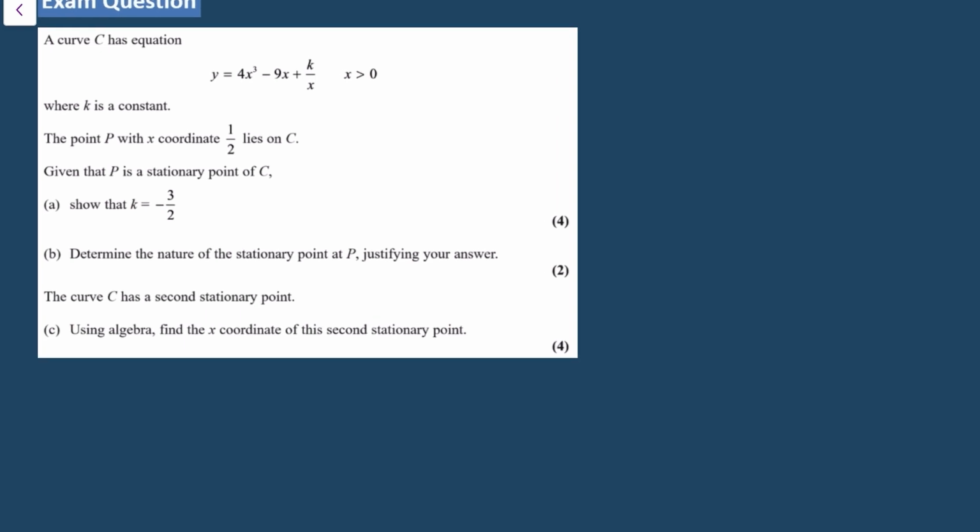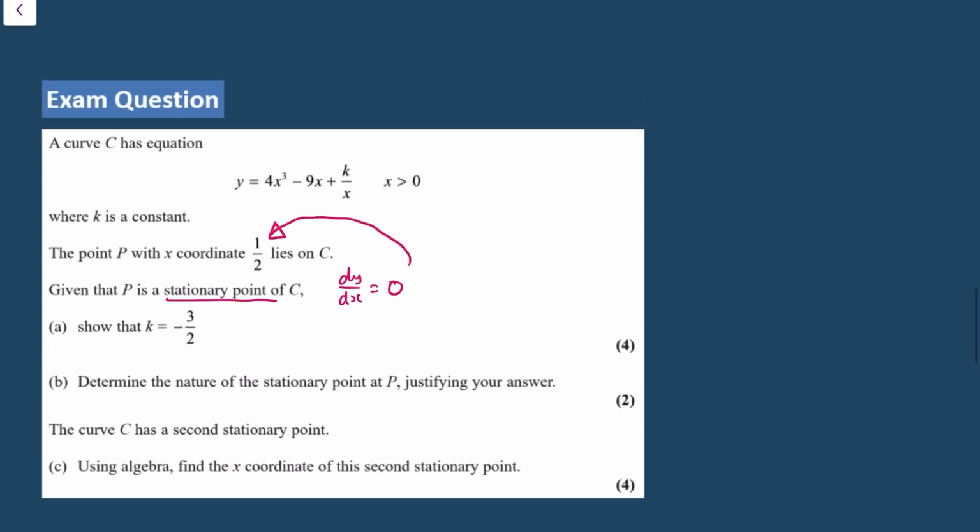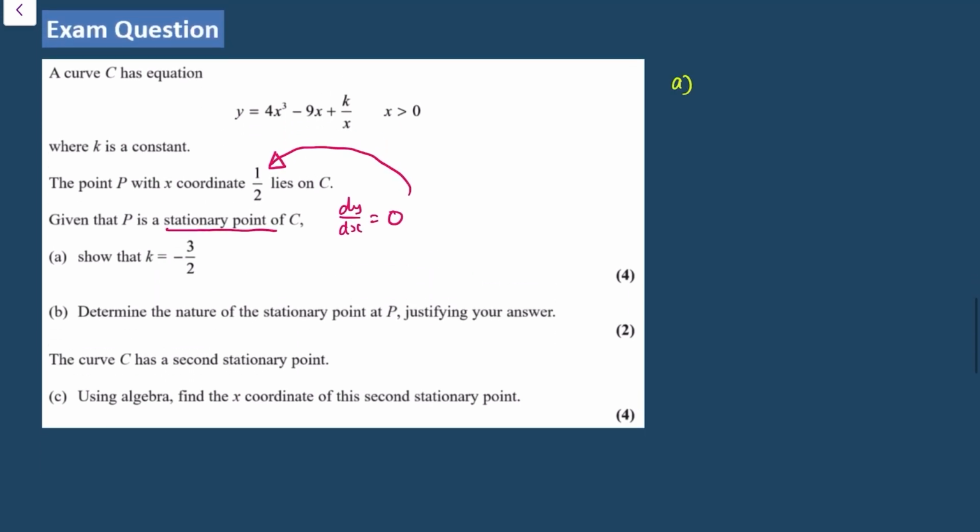So stationary point, when you see that, you know that dy by dx is equal to 0 at that point. And they've already given us the answer to that. They told us that at that point x is equal to a half. And we're going to use this information to work out k. So let's get going. Part A.